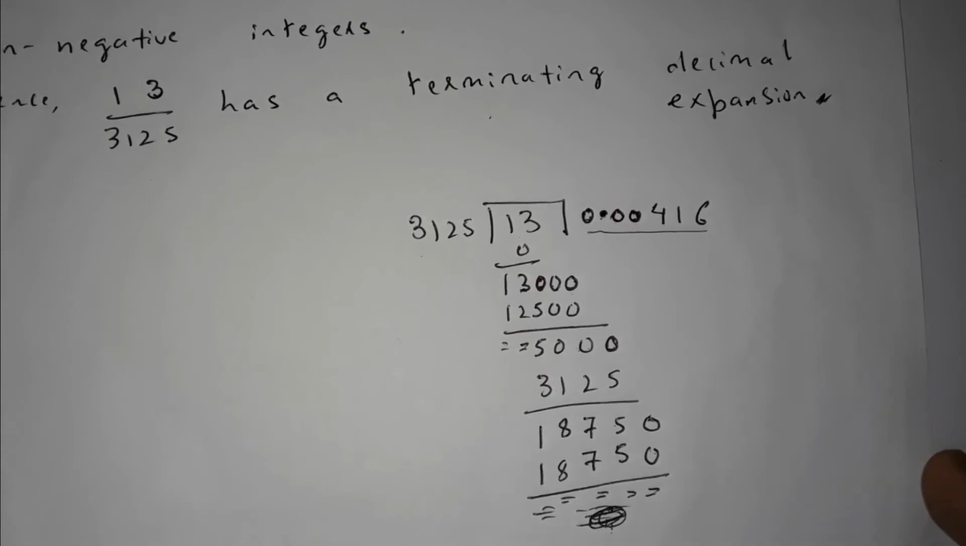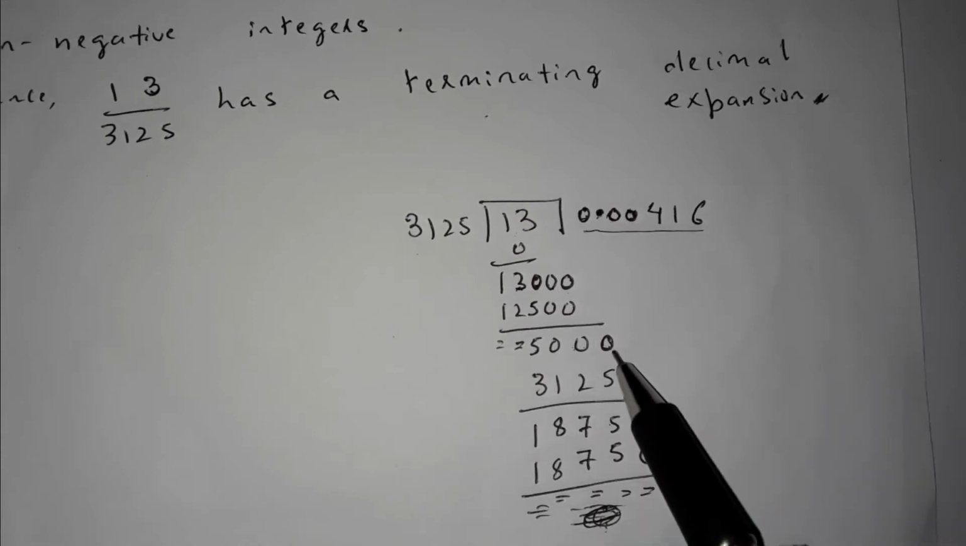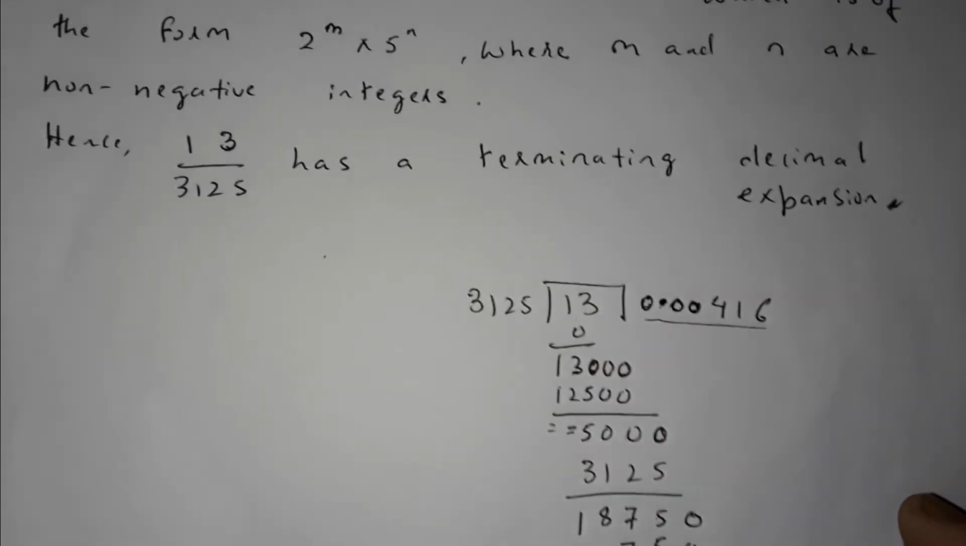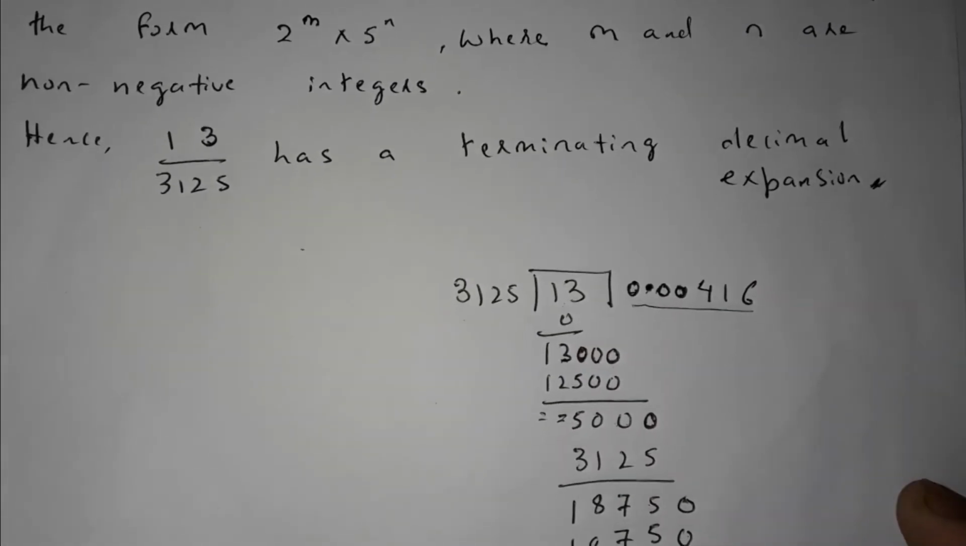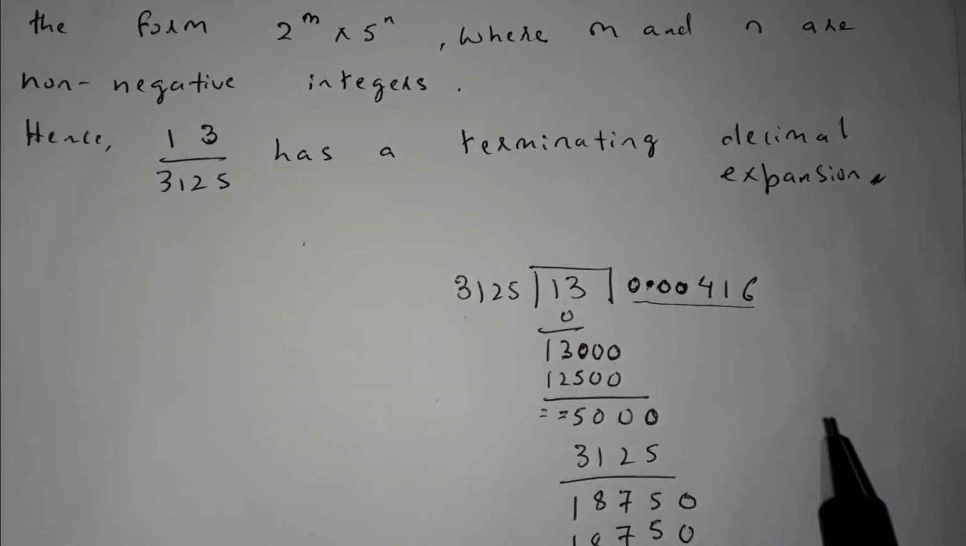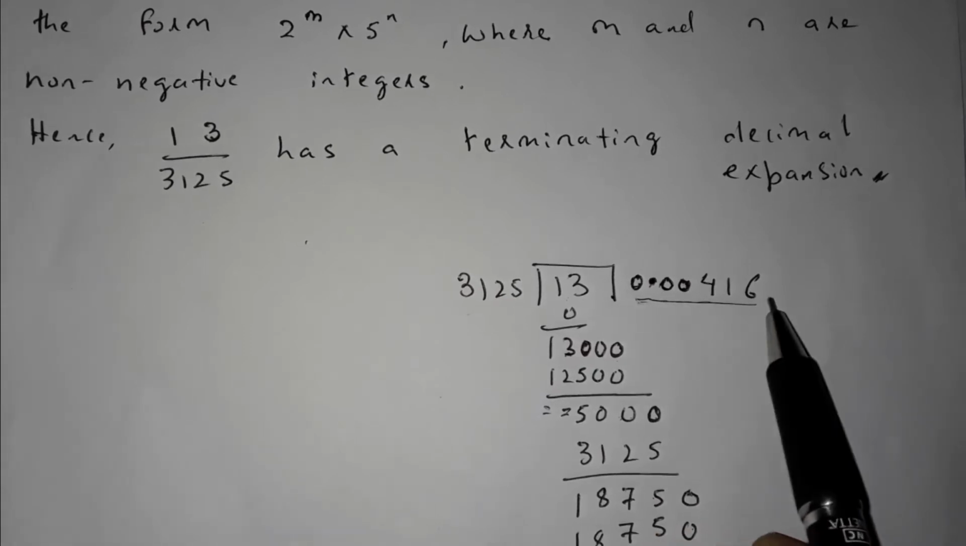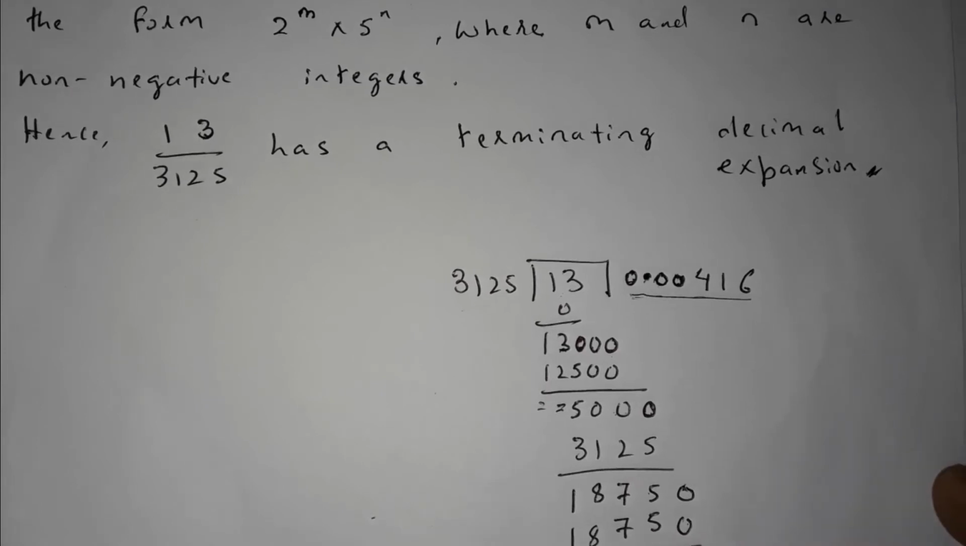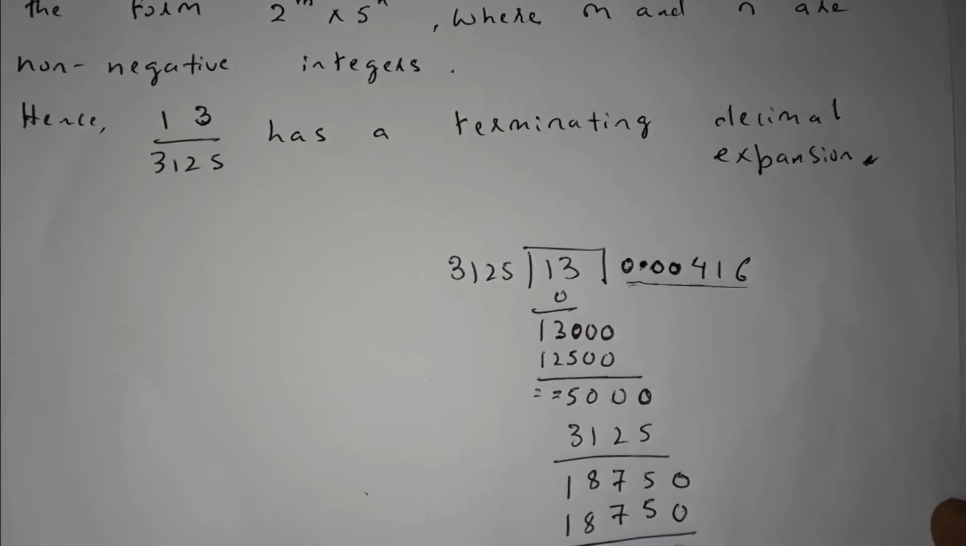Okay, so this is 18750, and this is 18750. So remainder here is 0. So we have proved that 13 divided by 3125, this is the answer. It terminates, it ends in 6. So it is a terminating decimal. Okay, so this is a terminating decimal.